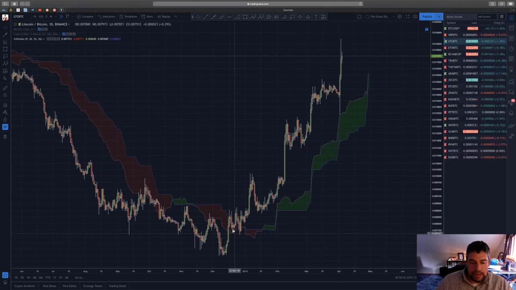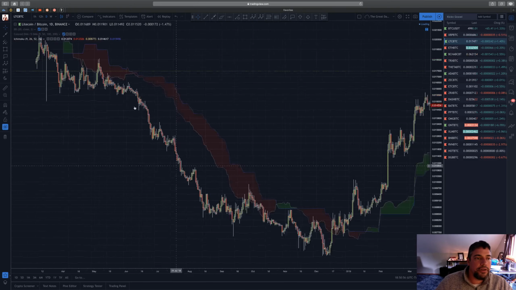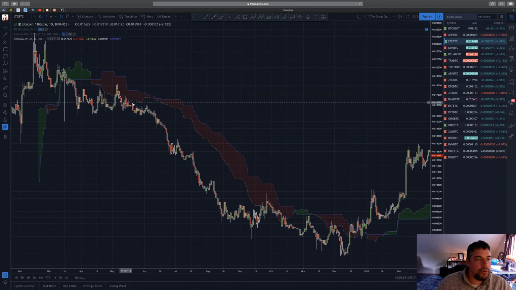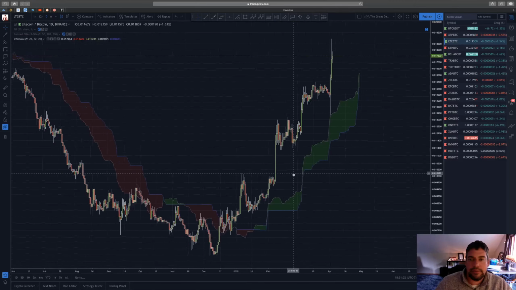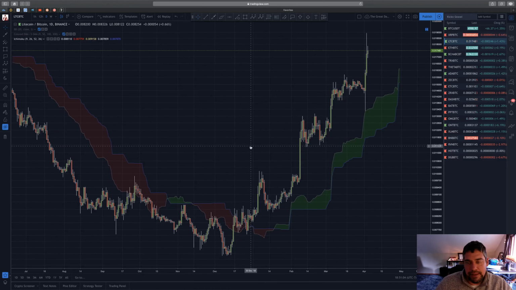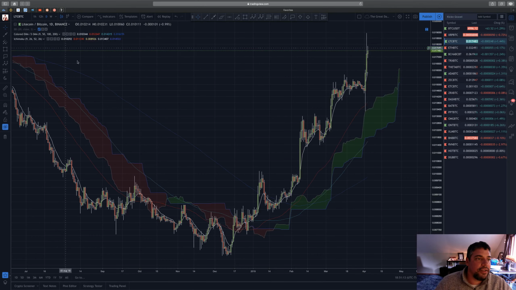It works. It simply works. Use it. Anytime you're above the Kumo cloud, boom, it's running. If you're below the Kumo cloud, you break below it, boom, it's dropping. So please, guys, use that Kumo cloud. That thing is like magic. Probably works better than any other indicator out there. I just love it.